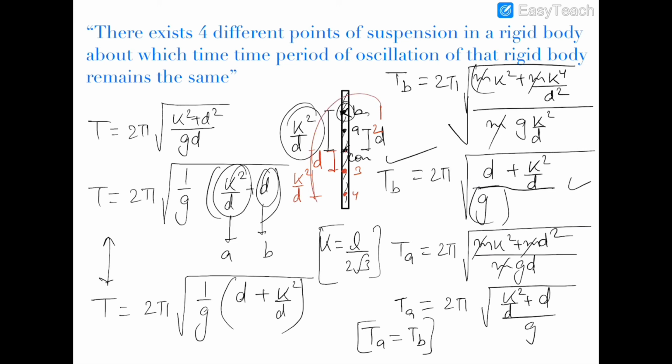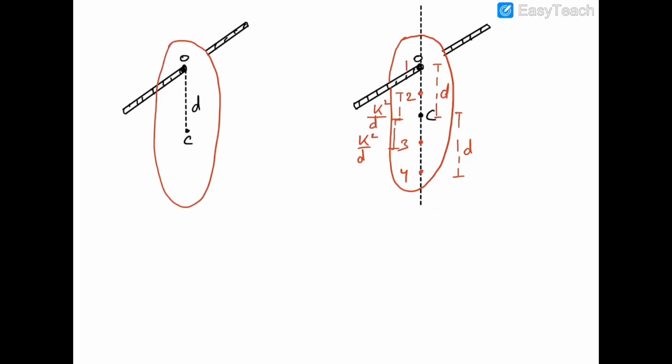So there are 4 points about which, if we hinge the rigid body, then its time period would remain the same. You can see that if this is the center of mass, then the 4 points will be: 1, which is at a distance of d, and the other point is the complementary point of 1, which is just on the other side of the center of mass at the same distance d. The third point would be the point 2, which is at a distance of k square upon d from the center of mass, and its complementary point would be at this point, which is at a distance of k square by d on the other side of the center of mass.